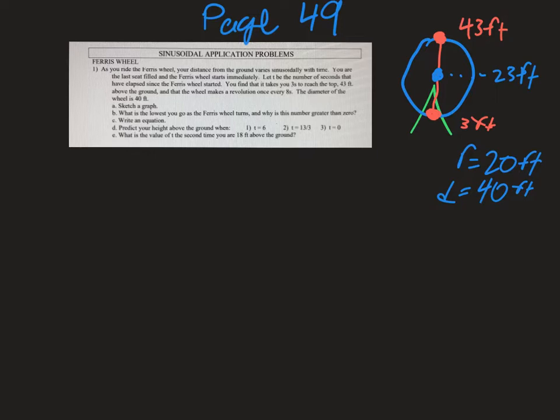Let's see what else we can learn from this. We know that it takes us 8 seconds to go around and complete a revolution. Well, completing a revolution, that's like my period. And what else can we learn? You reach the top at 3 seconds. Okay, so they said, hey, t is the number of seconds since the Ferris wheel starts. At 3 seconds, you're on the Ferris wheel, and boom, you're at the top. Okay, so we have the very first point that we're going to put together for our graph at (3, 43). That is my first max.